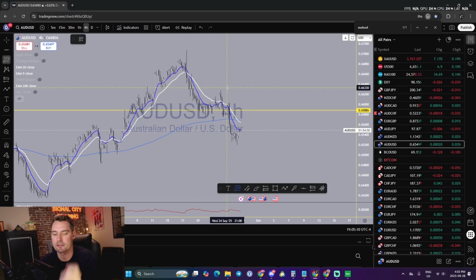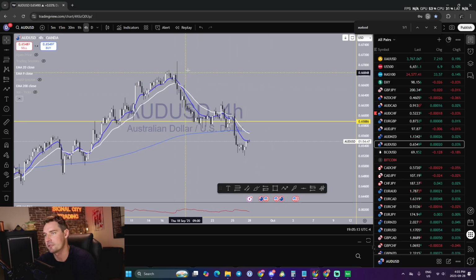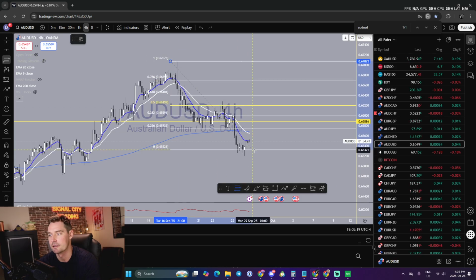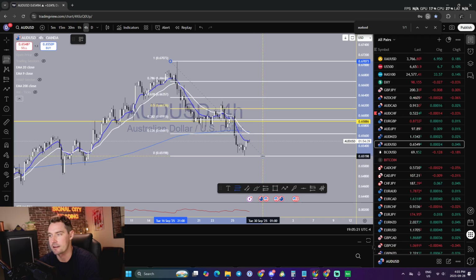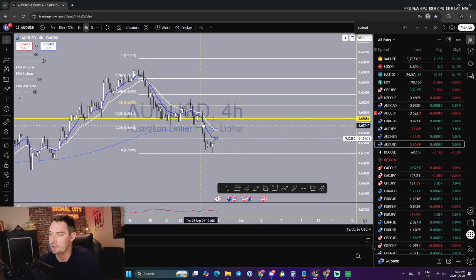Now the problem is with these wicks, it's like, okay, where do you put the Fibonacci? You want to put it here? You want to put it here? I don't think there's a right answer for that. We could put it at the top of that wick, and that aligns very closely with the 382. So I think that would be the optimal entry, right at the 382. Be very close to good.